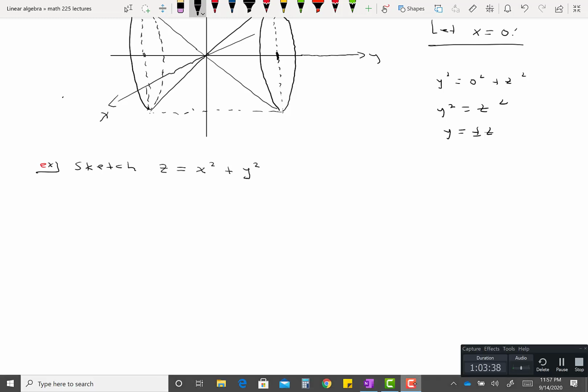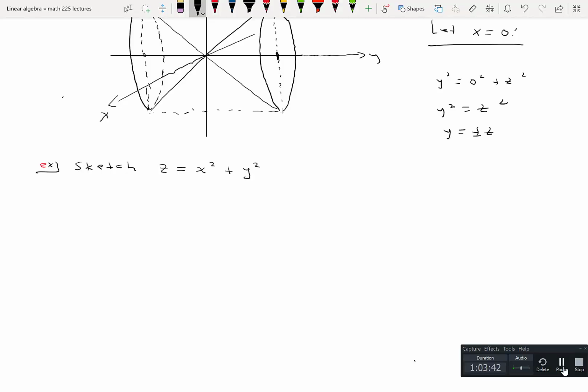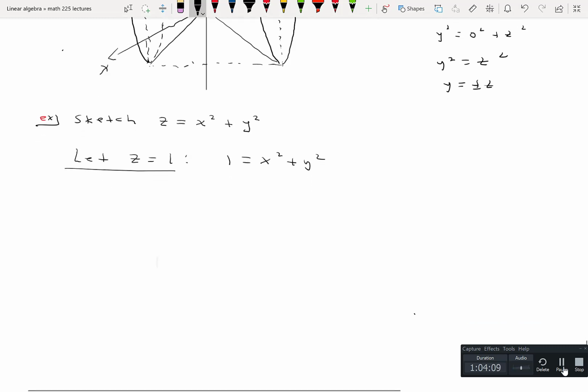All right, let's decide on the first trace we're going to look at: the intersection of a plane parallel to the coordinate planes and our actual surface. Let's look at z equals 1 again, a horizontal plane 1 unit above the xy plane. Let z equals 1. I get the same thing we got before: x squared plus y squared equals 1. I get another circle.